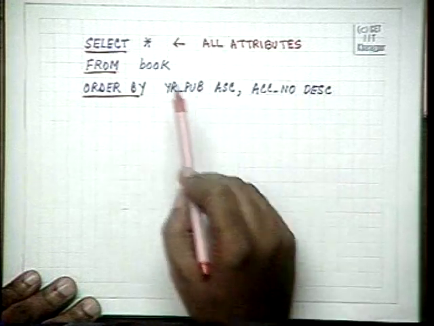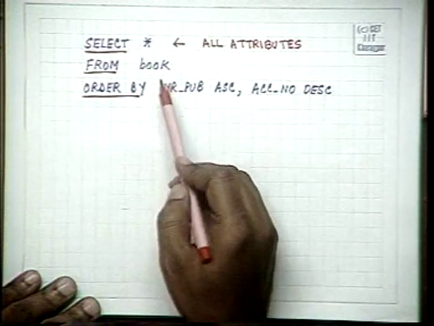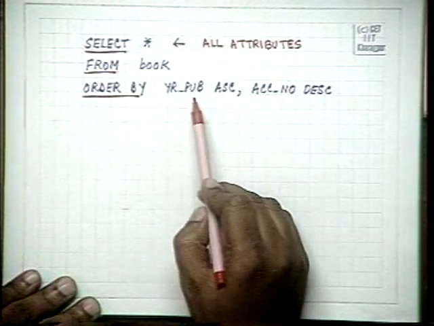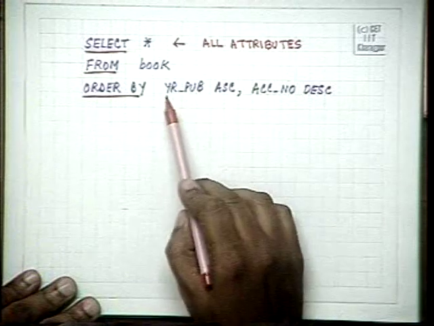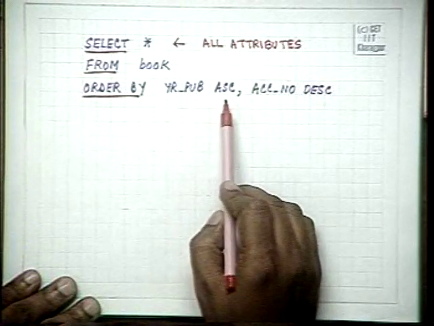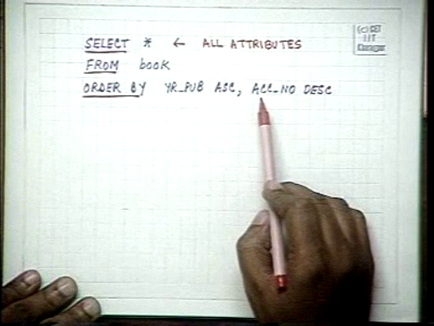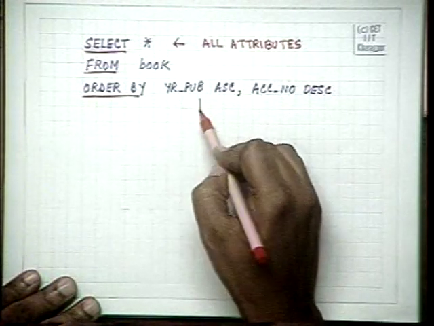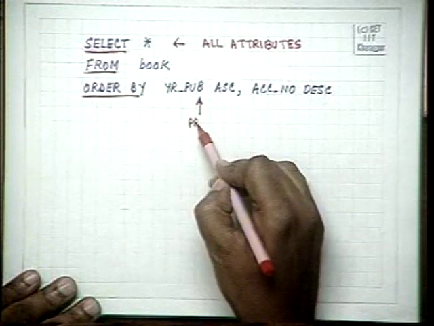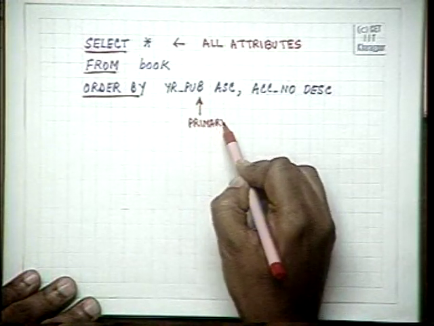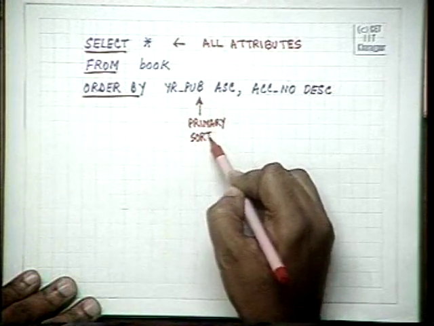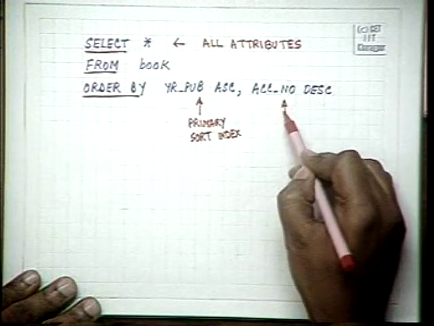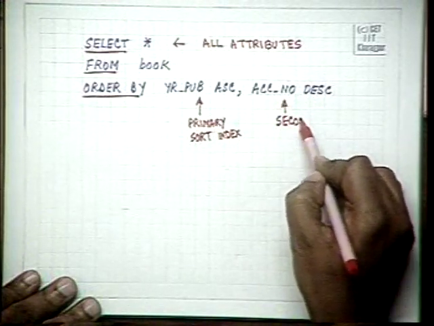So, this means that all the attributes of book will be displayed. It will be sorted in ascending order by year of publication, and those books where the year of publication is identical, there it will be sorted according to accession number in descending order. So, this is the primary sort key, and this is the secondary sort key.